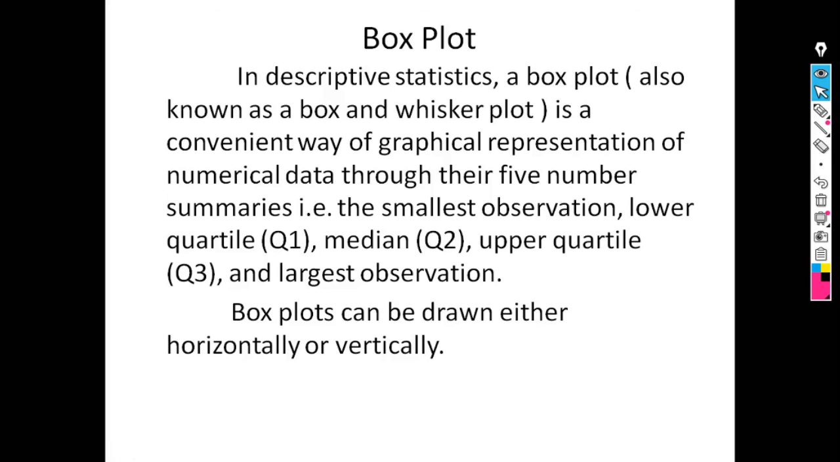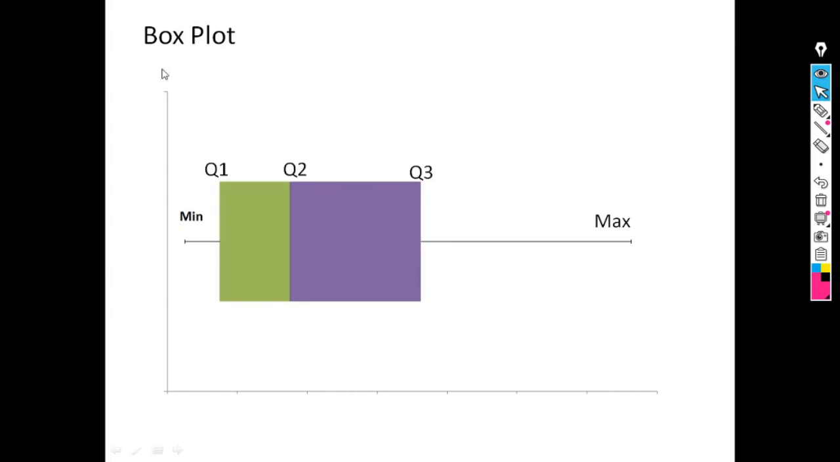After that we saw box plots. Box plots are a graphical representation of numerical data through a 5-number summary. The 5-number summary includes the smallest observation, lower quartile Q1, median Q2, upper quartile Q3 and the largest observation. To represent these 5 numbers we draw box plots. Box plots can be drawn either horizontally or vertically. In this way we can draw the box plot.